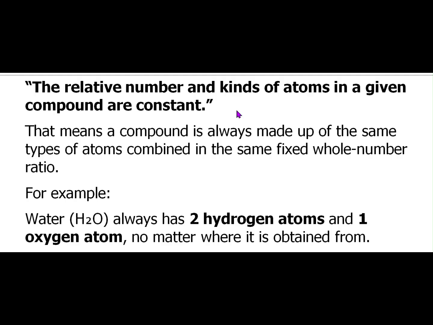So, relative number: this 2 is related to the one oxygen, 2 is to 1. And kinds of atoms: hydrogen and oxygen. No other kind of atom can combine to form water. Water can be obtained from anywhere, no matter from where it is obtained, but the relative number and kinds of atoms in that particular compound are always constant. This is what Dalton's atomic theory says.